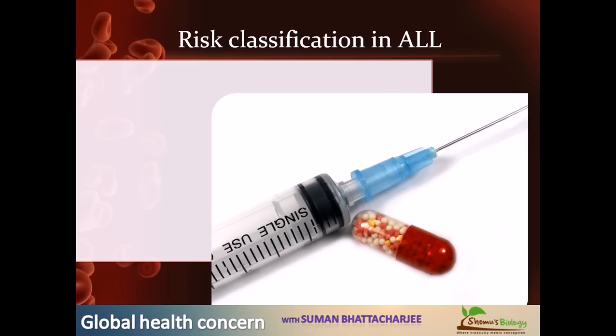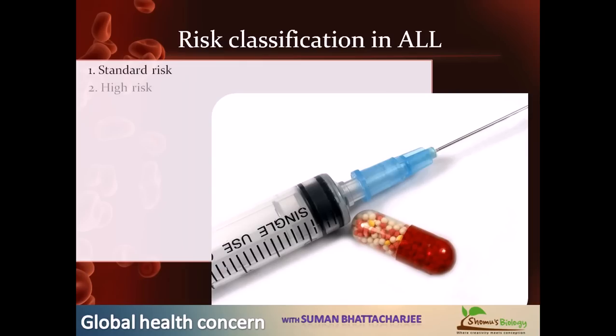We are talking about acute lymphoblastic leukemia, or acute lymphocytic leukemia, whatever, or ALL. Now, if we talk about ALL treatment a little bit more, before the treatment we must know what is the risk classification of ALL. That means what are the risks that are associated with ALL. Actually, we can divide it into three different parts. What is a standard risk type of ALL?